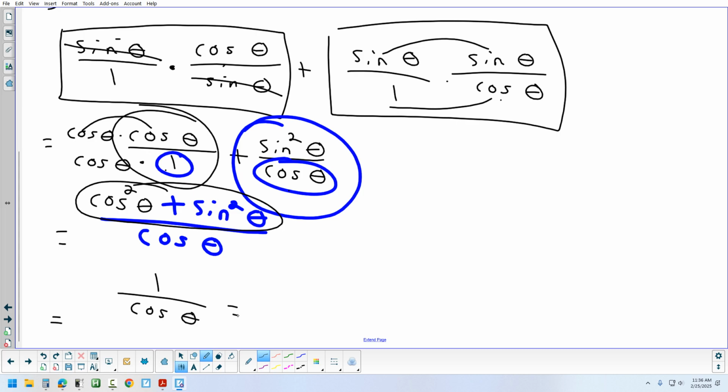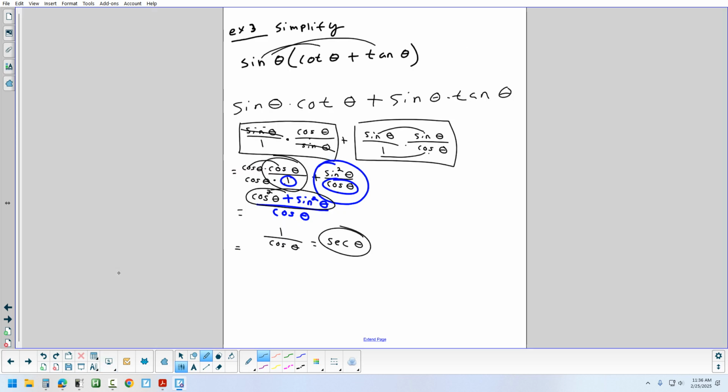So now we're left with just 1 over cosine. And looking back, 1 over cosine can also be written a little bit more simplified. What's 1 over cosine? Secant. And that is our final answer, secant. So that's more like a medium one. It had some more steps in it, not as easy as the first two.